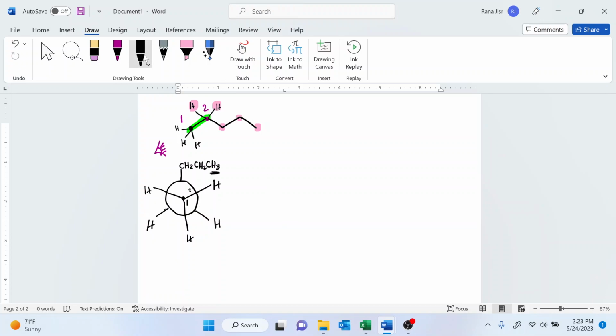And this is going to end up to be the least energy, so it's going to be the most stable conformation.